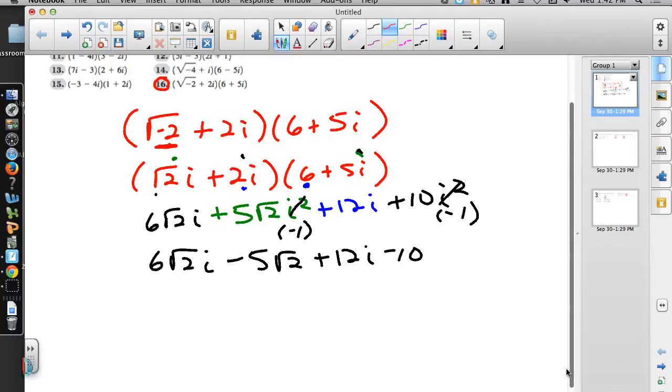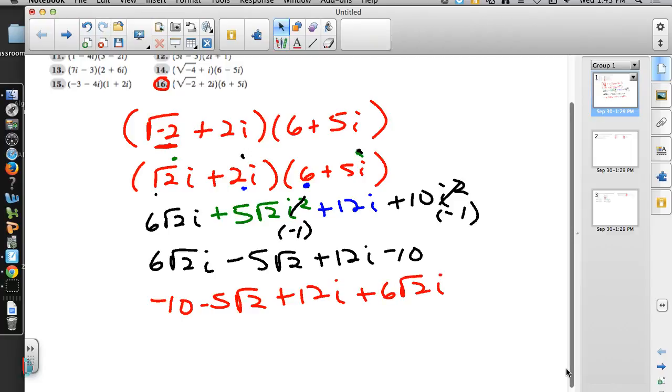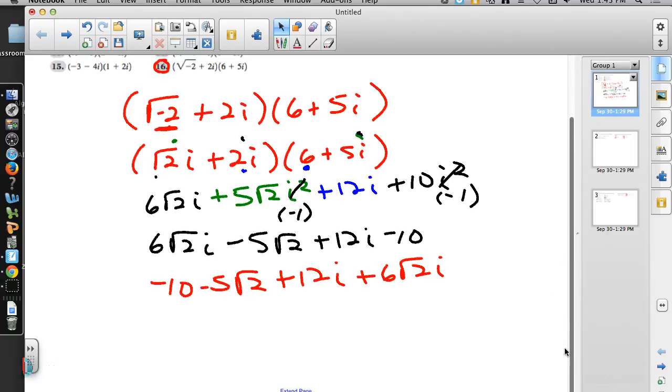And last but not least, what we have to do is get this in standard form, which means the real parts are out front. So that would be -10 minus 5 square roots of 2, or you could put -5 square roots of 2 minus 10. It just looks nicer to have the radical in the back. And then anything with the imaginary, so that would be plus 12i and plus 6 square roots of 2i. And then what we want to do is put this in that form of a plus bi.